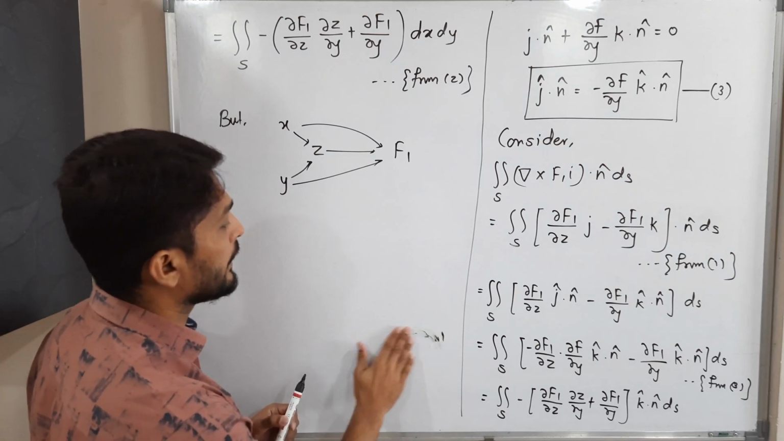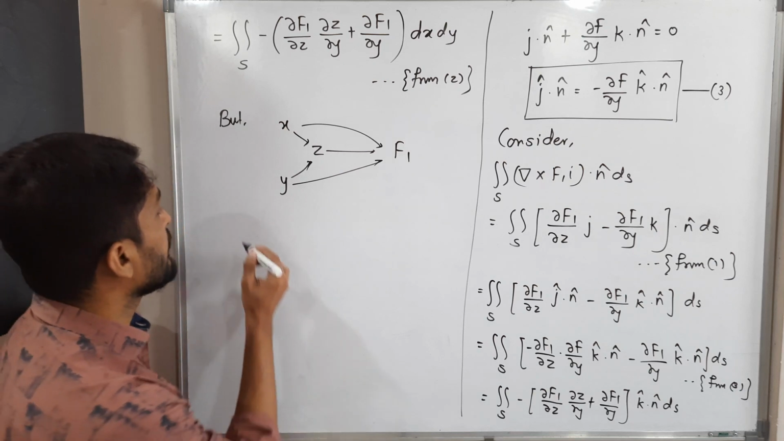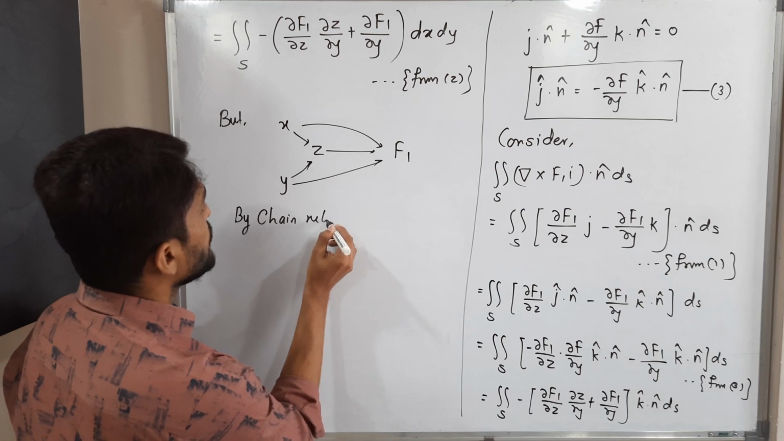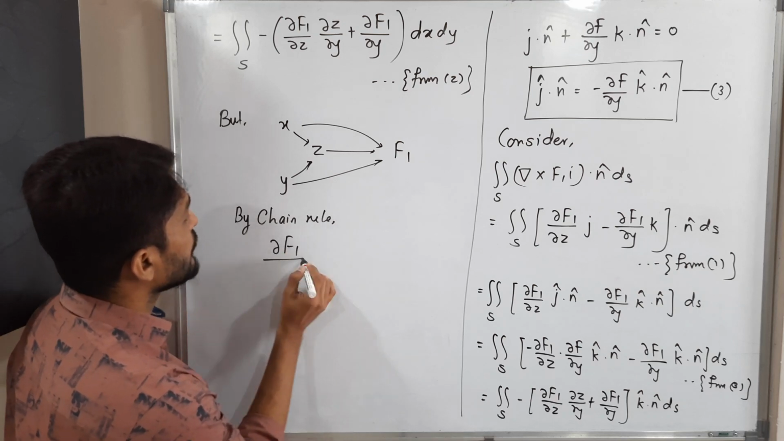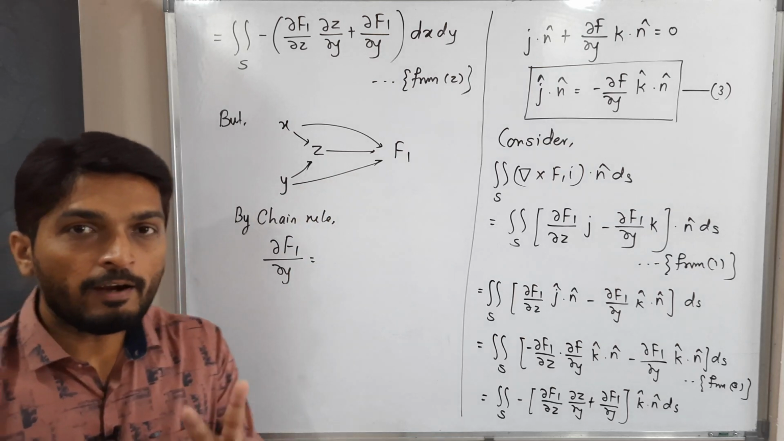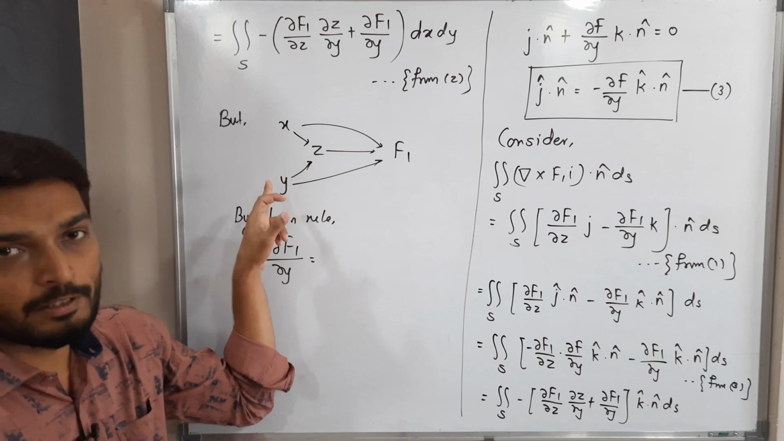So we can write in this way. So this type of diagram we have, then we can go for a chain rule. So by chain rule, suppose we want to find the derivative of f1 with respect to y. Then we have 2 ways to find its value. So either you can go via z or you can directly find the derivative.